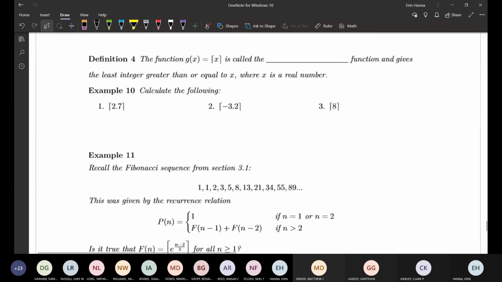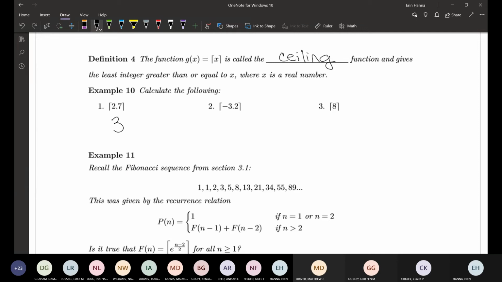So, remember way back when we defined a function that kind of looked like this, but it's actually different? Earlier we defined the one with the foot on the bottom, and now the foot is on top. So the other one was called the floor. This is called the ceiling. The ceiling function gives the least integer greater than or equal to x, where the floor was the greatest integer less than. So if I have 2.7 and I want the least integer that is greater than it, that would be 3.